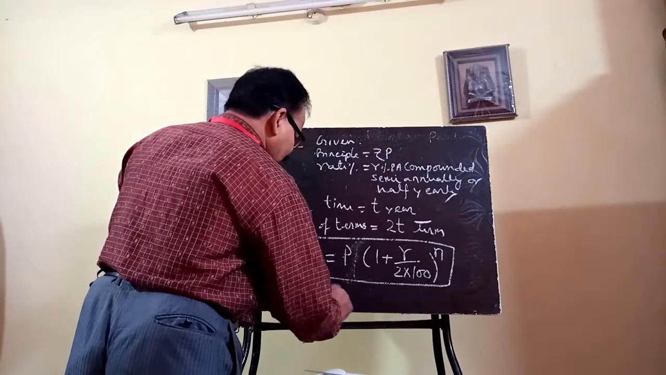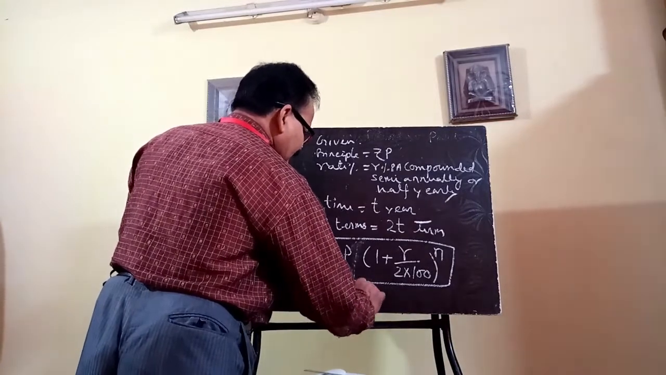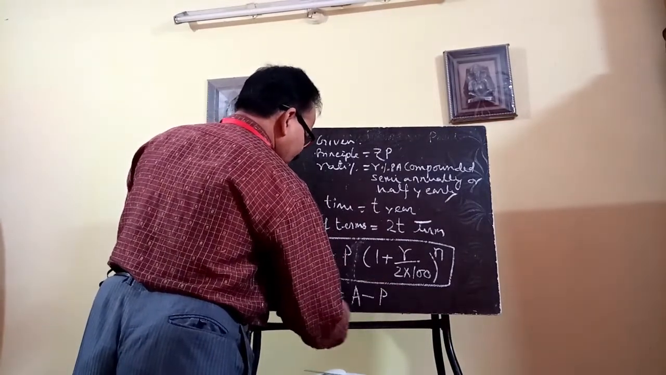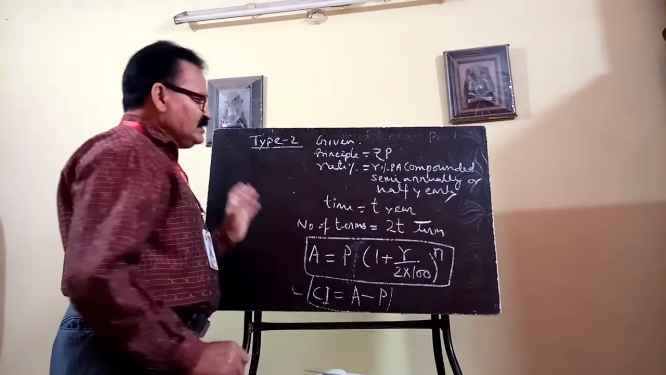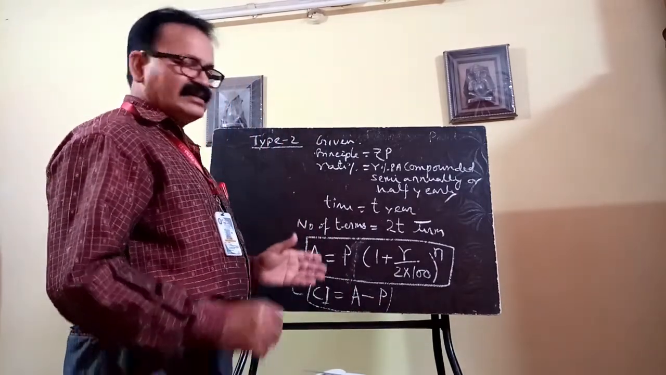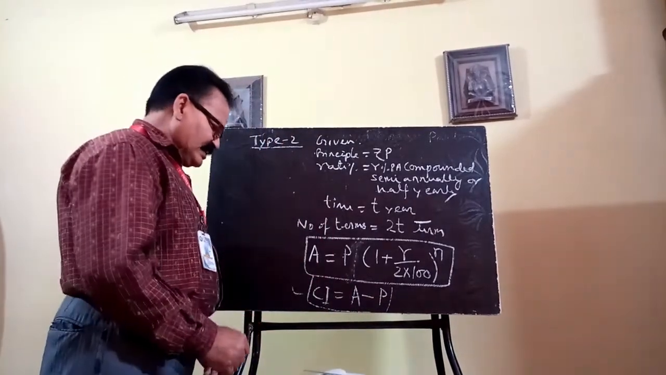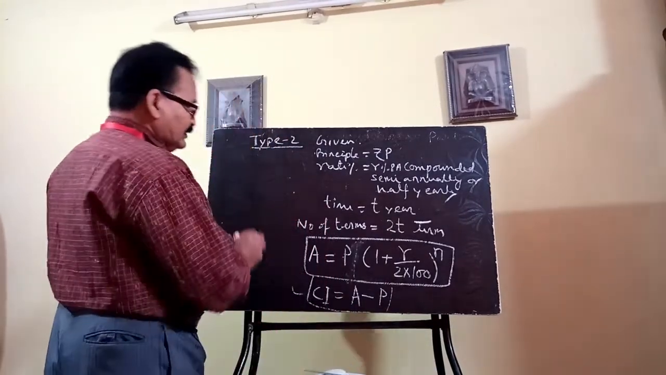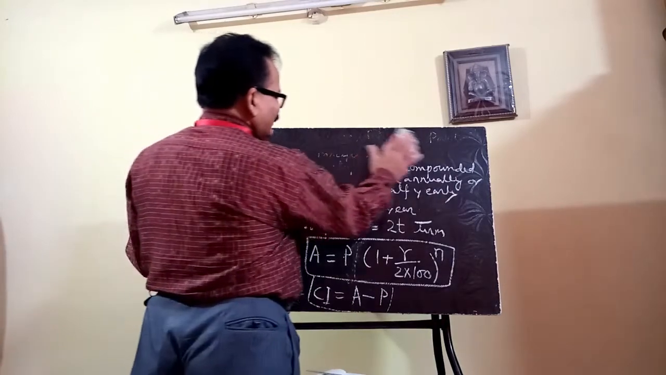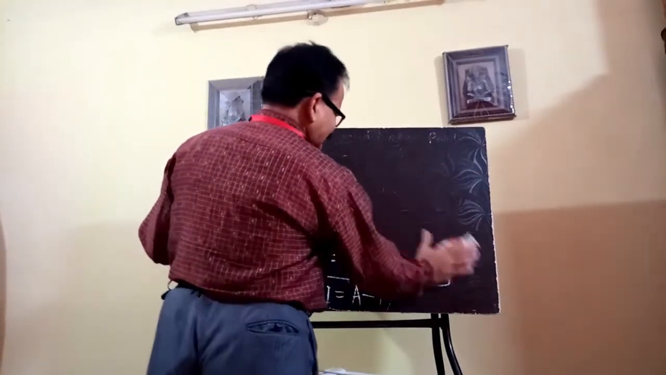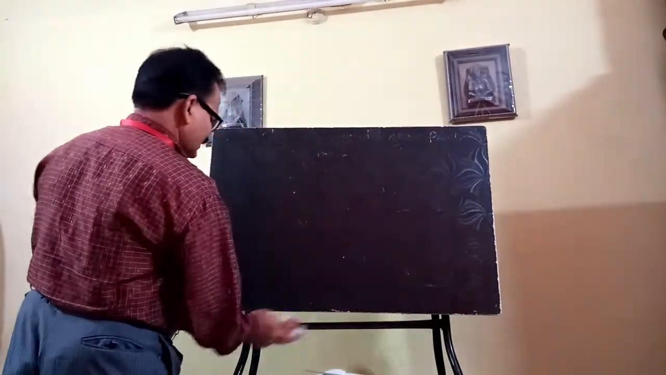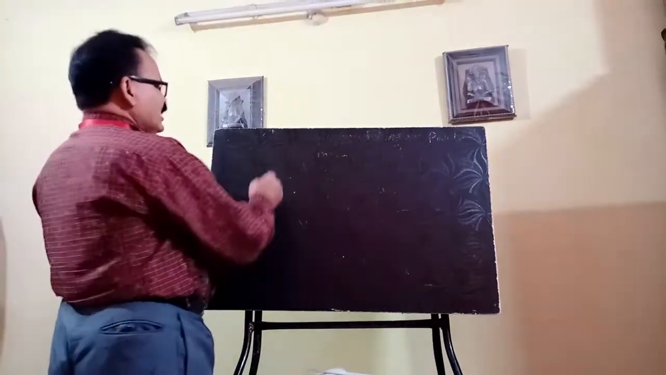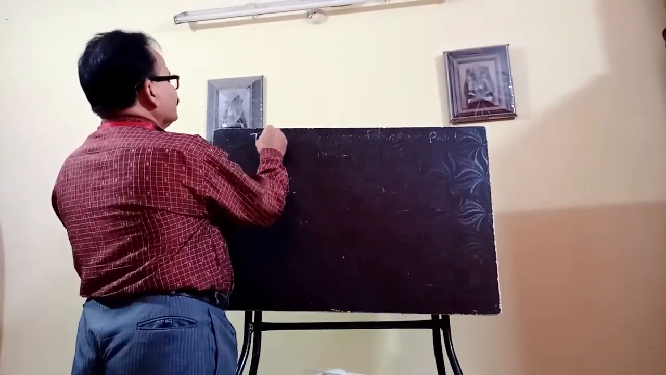Then CI can be calculated by finding A minus P. Again you can calculate the CI. This is your type 2. You must write it down in the copy. And now I will explain you type 3. Okay. So for type 3, now I will explain you type 3.